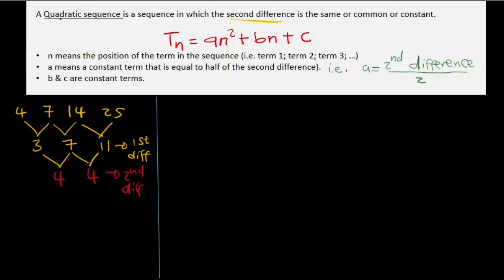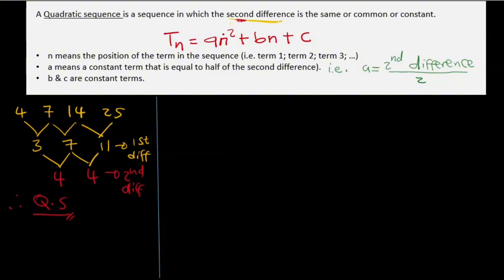Going back to what the definition says, a quadratic sequence is a sequence in which the second difference, well, we do have a second difference here. If the second difference is the same, therefore we have a quadratic sequence. If you look here, we have got a 4 and a 4. These numbers are the same. Therefore, this means we have a quadratic sequence. All right. Going on. Let's continue.